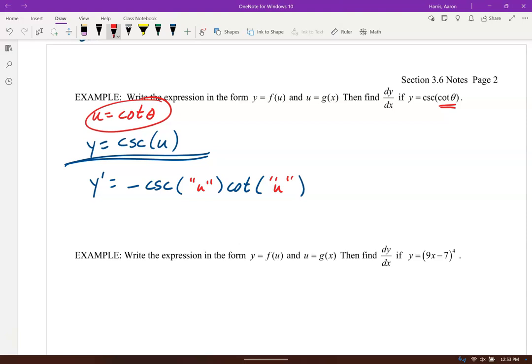So derivative of the cotangent, negative cosecant squared. So derivative of cotangent, negative cosecant squared. This is theta. All right, let's replace the u's with what it actually is.